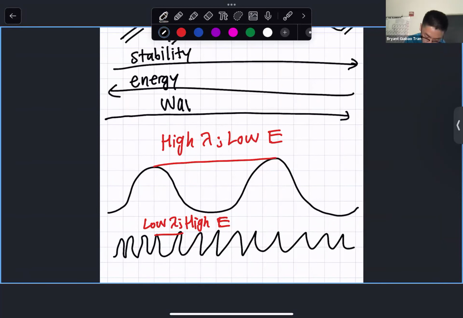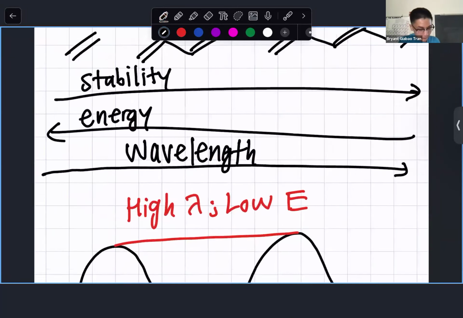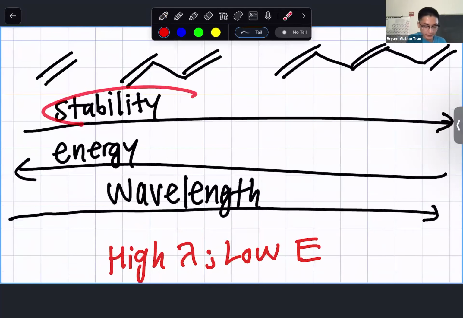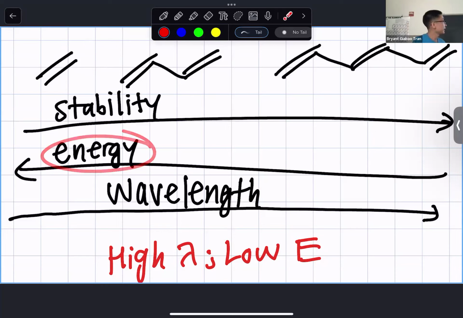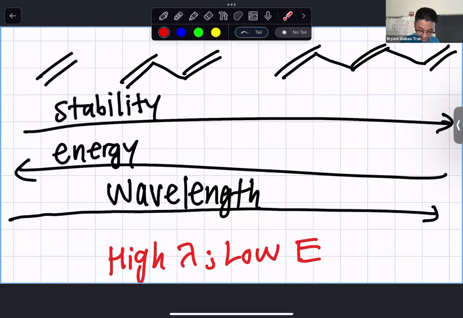So that is going to be wavelength like this. Okay. Another way you could think about this is that stability and wavelength are directly proportional. The more stable the molecule is, the longer wavelength it has, because it will have lower energy. The less stable the molecule is, the lower wavelength it will have, because it will have higher energy. Right? So those are the relationships between stability, energy, and wavelengths.